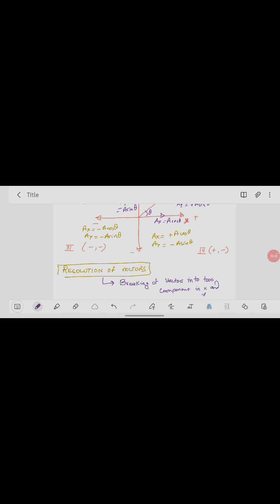X and y direction, yes or no? So this is what you are breaking, a cos theta, a sin theta, that is called resolution of vectors. Okay, so let's come to the question. Based on this Cartesian coordinate, I made you understand there is a problem. This question we have done in the class, if you remember.